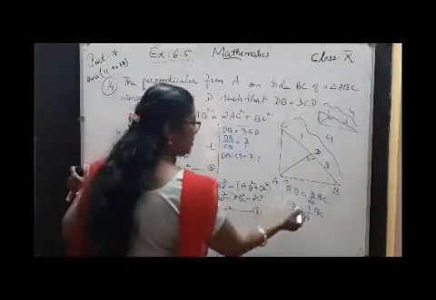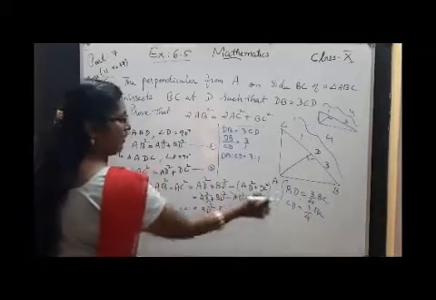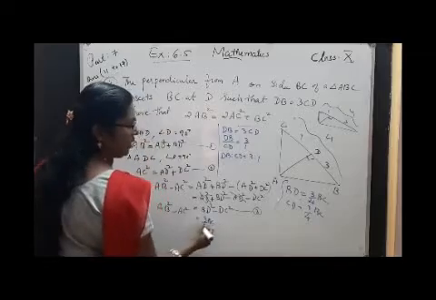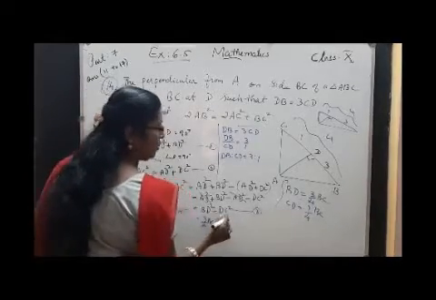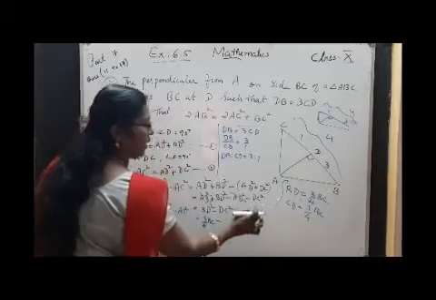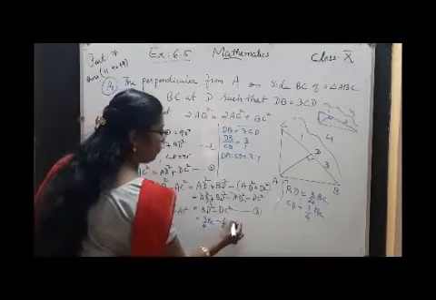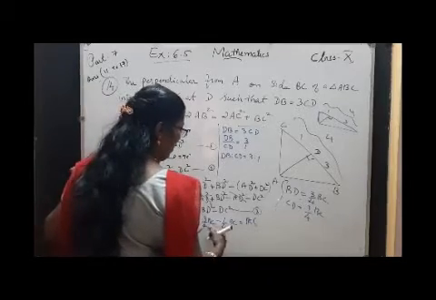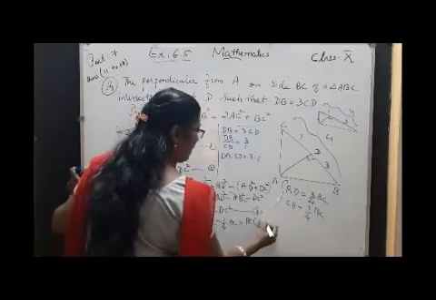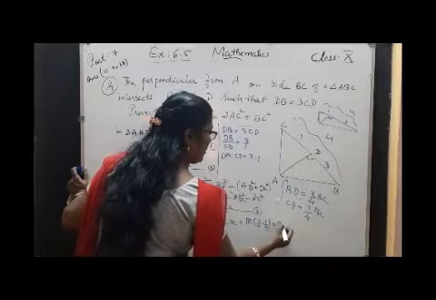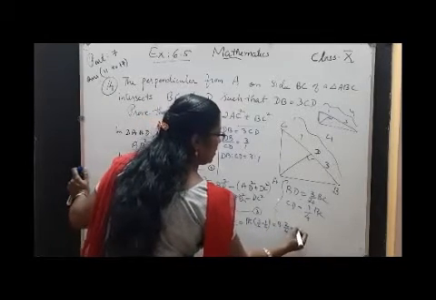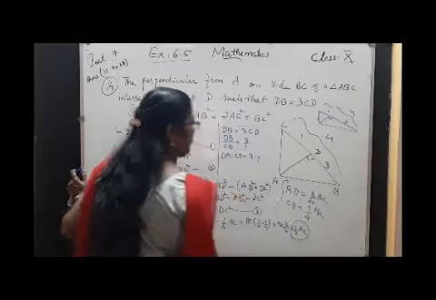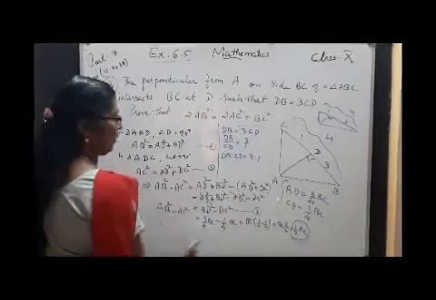Then BD is 3 by 4th of BC, minus this DC, and CD is 1 by 4th of BC. Taking BC common, this is 3 by 4th minus 1 by 4, that is BC into 2 by 4, that is 1 by 2 of BC. This is 1 by 2 of BC.